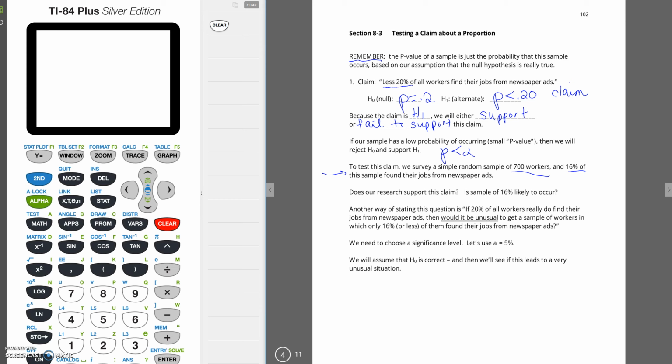Okay, so we're going to choose the significance level. We're going to use alpha as 5%. So that's the same as alpha is 0.05. Whenever you're doing a hypothesis test, we're assuming that H0 is correct, that the proportion is 20%.